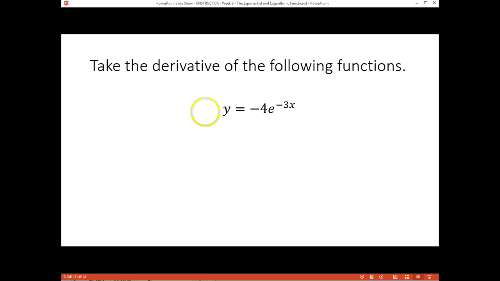Let's take some practice. We've already practiced with this a little bit. Say the derivative of y is negative 4 e to the negative 3x. Again, we bring the negative 4 down, we bring the e to the u down, and then we just take the derivative of u, which in this case is negative 3, and we just simplify. Negative 4 times negative 3 is 12, so this becomes 12 e to the negative 3x.